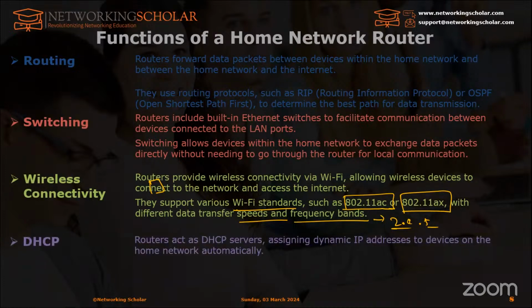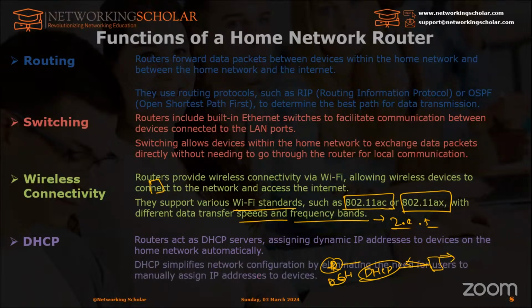Then there is DHCP. So what is actually DHCP? In the last video we already discussed what DHCP is. DHCP is Dynamic Host Configuration Protocol. It allocates dynamic IP addresses to the client. Whenever the client connects to the network, it asks for an IP address, and if there is a DHCP server, it will provide the IP address to the client.